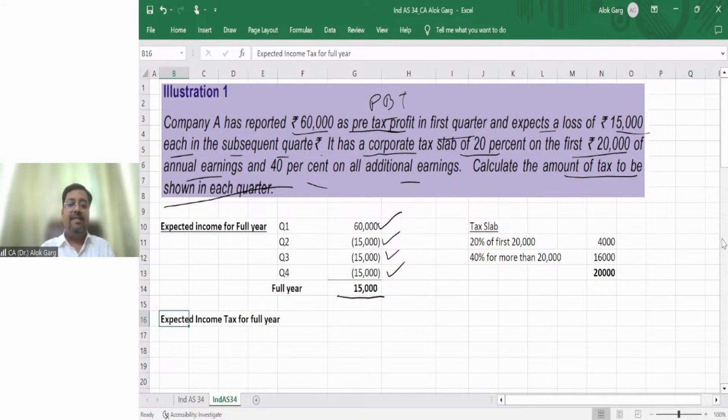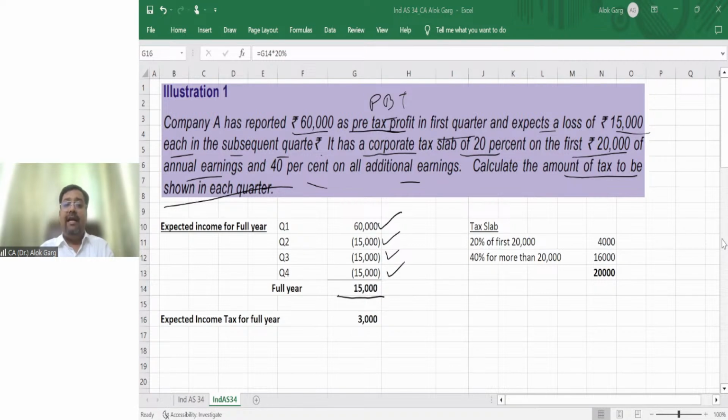Going by the tax slab, please tell me what is my expected income tax for the full year? First 20,000, 20% is the slab rate. So here we are expecting only 15,000. So 15,000 multiplied by 20%. It is 3,000.